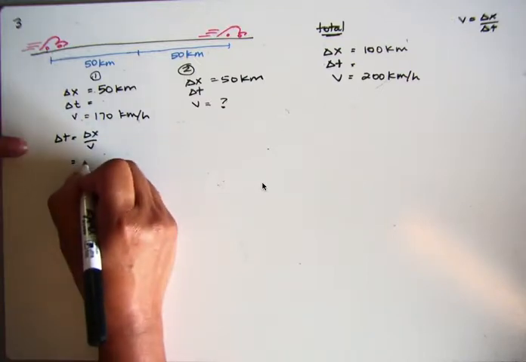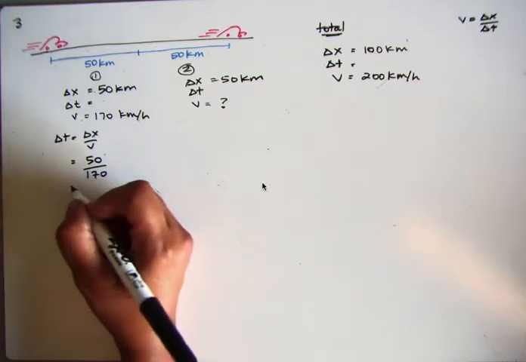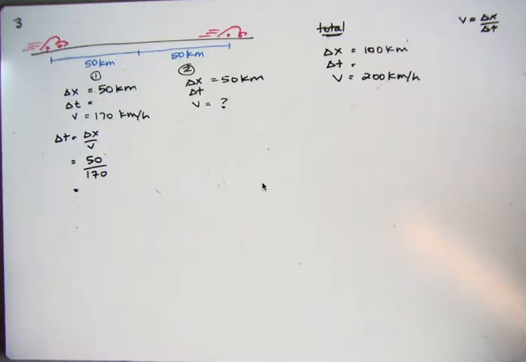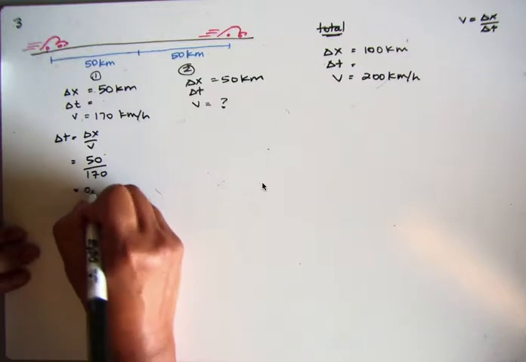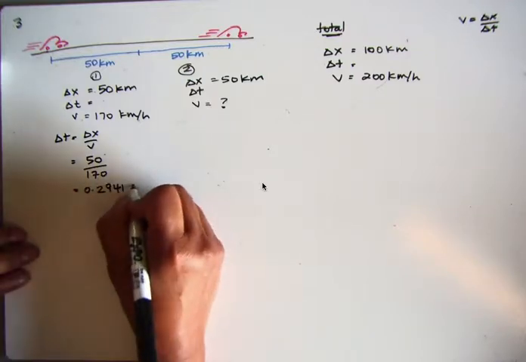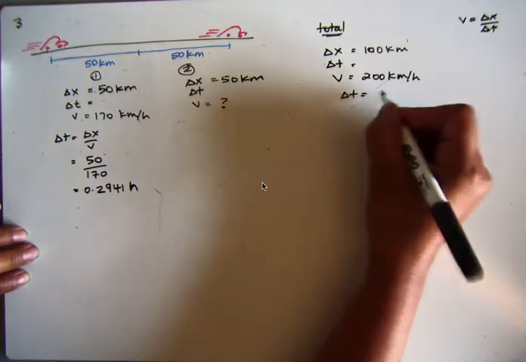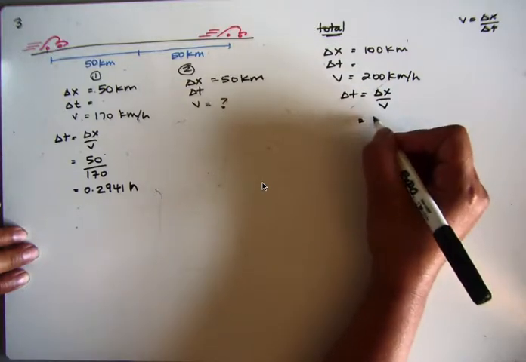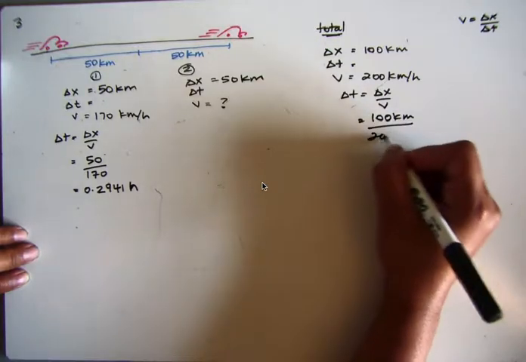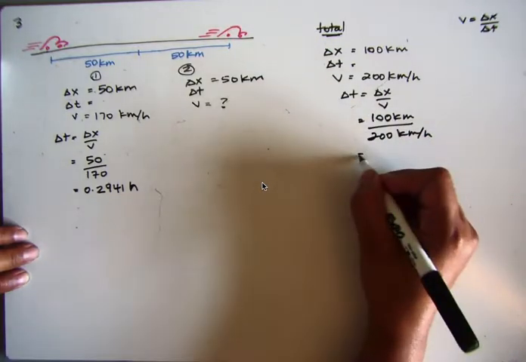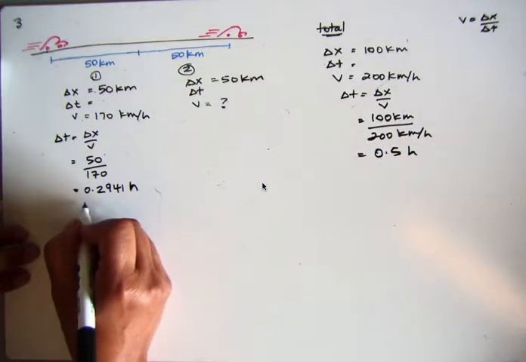So this is 50 kilometers over 170, which equals, a quick calculation will reveal, 50 divided by 170, which is 0.2941, and this is in hours. And over here, delta t equals delta x over v, which equals 100 divided by 200 kilometers per hour. And that is 0.5. So the whole race just takes half an hour. The first part takes 0.2941.